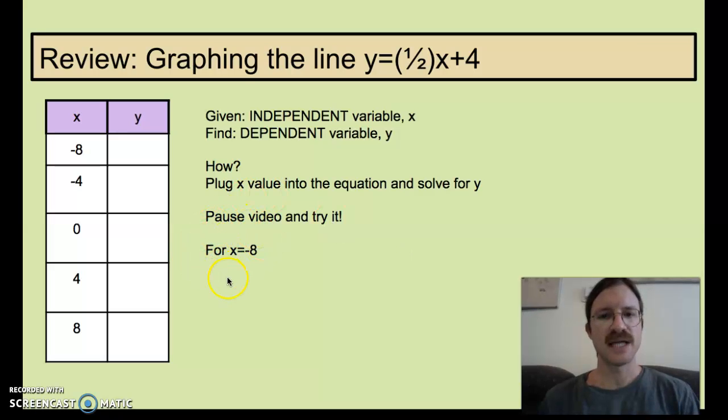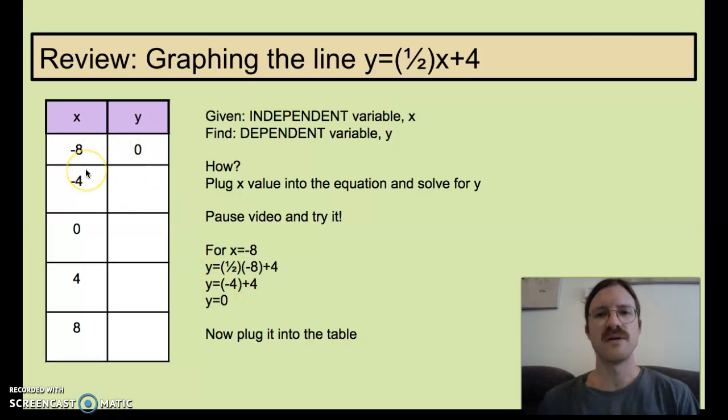For x equals -8, we take our equation, and where we have our x variable, we plug in our -8. So y equals 1/2 times -8 plus 4. 1/2 times -8 is equal to -4, because remember, a negative times a positive is a negative. -4 plus 4, same thing as 4 minus 4, is equal to 0. So y equals 0 is what I'm going to plug into the table with the -8 value.